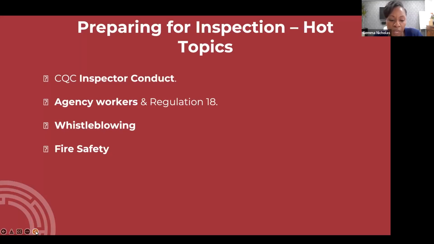And the final hot topic is record keeping. And that is always a hot topic in the fact that records are the main source of evidence that the CQC relies on during inspections. So you need to ensure that your records are complete, legible, accurate, and up to date.